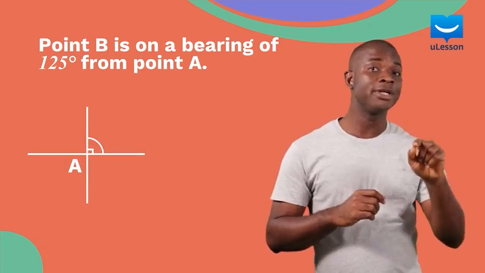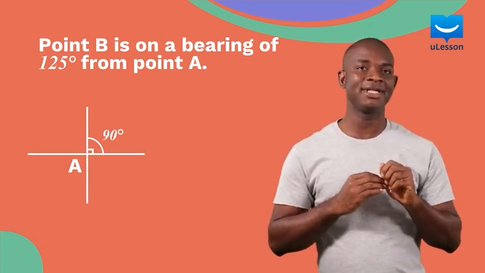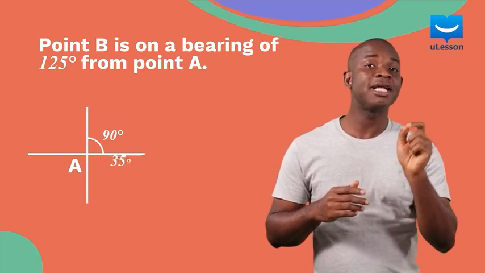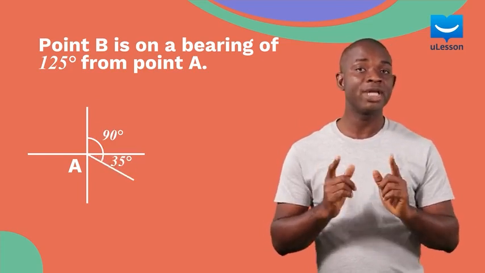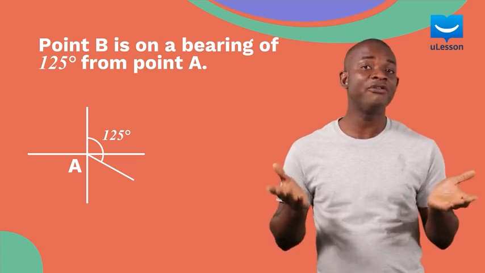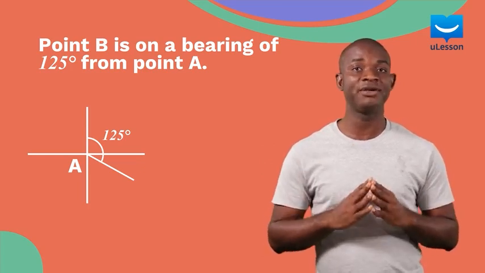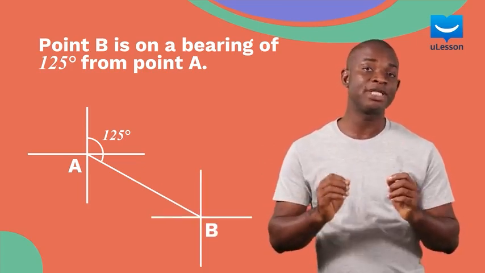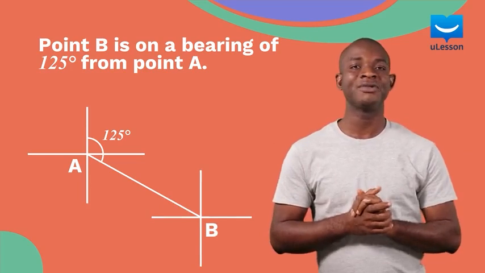When we get to this point, we have measured 90 degrees. So, we measure 35 degrees further to get 125 degrees. Having measured 125 degrees, we simply locate point B and we are done.